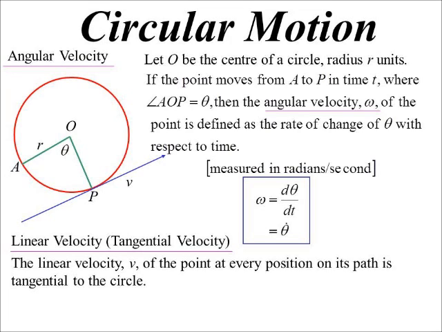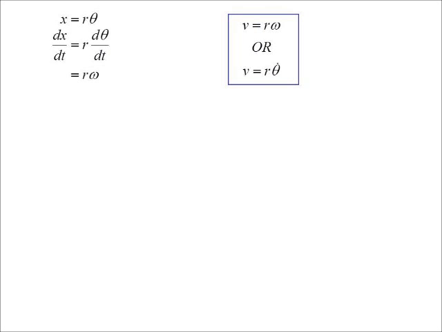Well, we know the length of the arc AP, we're going to call that x. Now x, you'll remember, is r times theta. So dx/dt will equal r times dθ/dt, and there we go, we've got our conversion. So the velocity is r times omega, or r times theta dot, whichever way you prefer to write it.